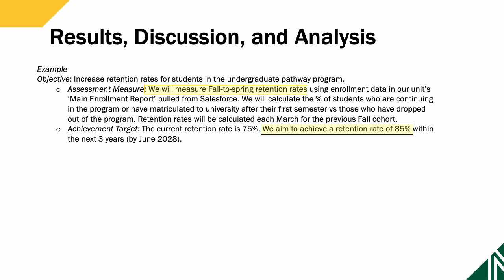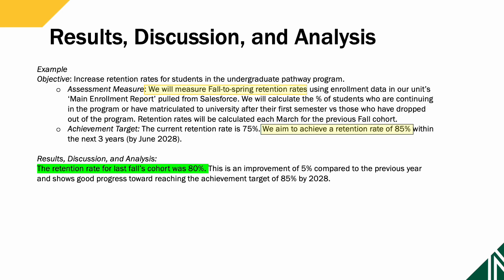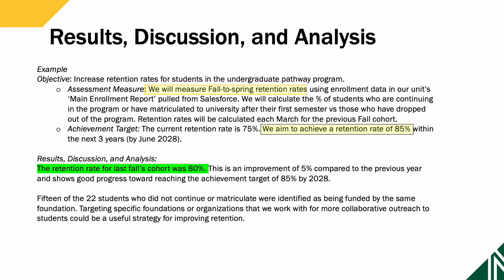So our results need to state the fall to spring retention rate for that year, and they should be expressed as a percent. And we do. We state the retention rate for last fall's cohort was 80%. We also provide a little more context regarding our progress toward the achievement target. We then did some further analysis to look at the students who weren't retained and find some interesting information that could be helpful for future planning. You can pause the video now if you'd like some time to read the example.